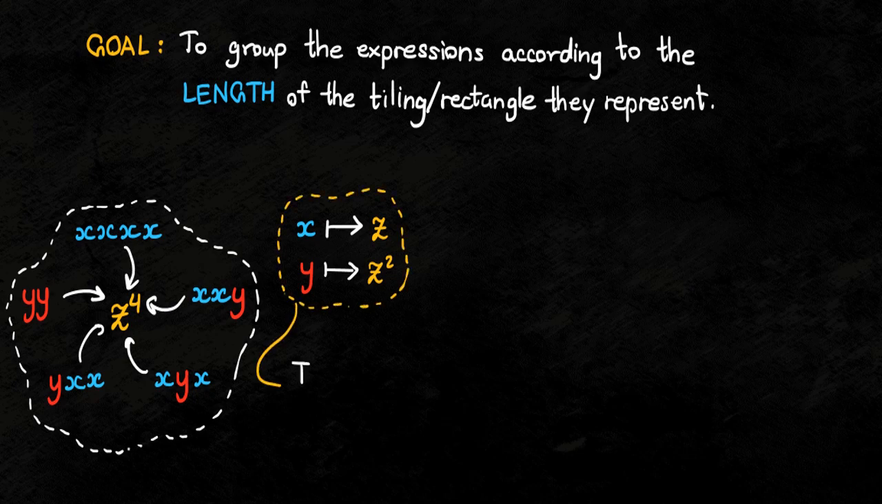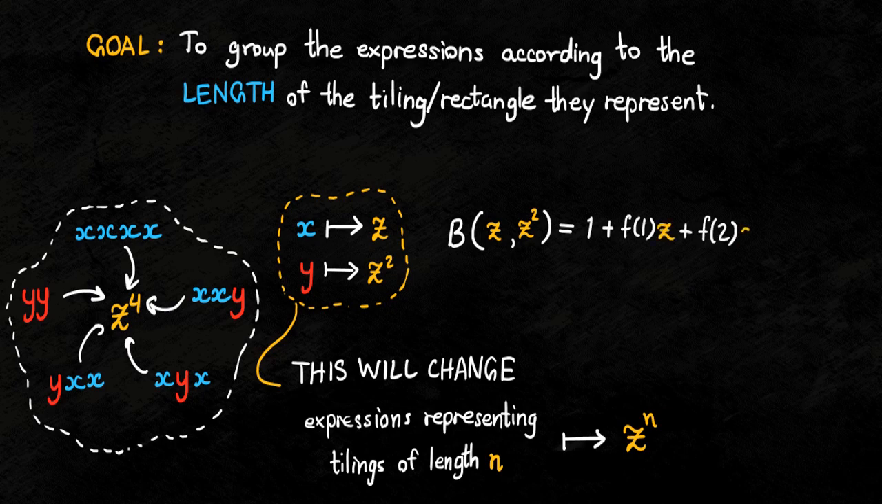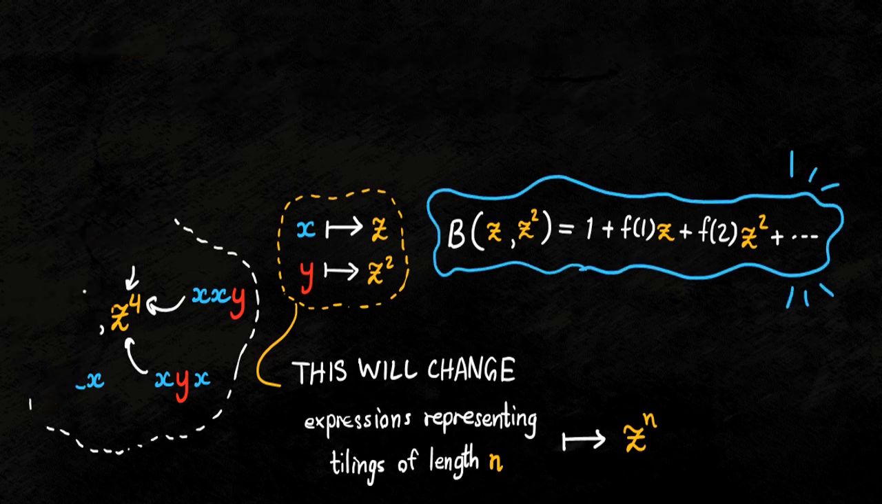It is pretty clear that this substitution will change an expression representing a tiling of length n into z to the power of n. Now, remember the plus signs that we put between our expressions. Therefore, we can add up all the equal terms, so the coefficient of z to the power of n in the resulting expression will be the number of tilings of length n. Therefore, if we denote our bag with b of xy, then b of z, z squared is just a power series in which the coefficient of z to the power of n equals f of n, which is the number of tilings we wanted to count.